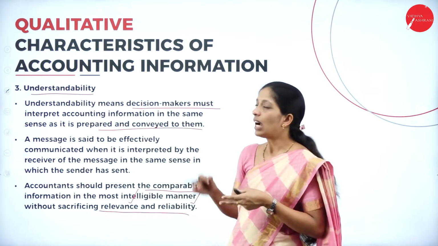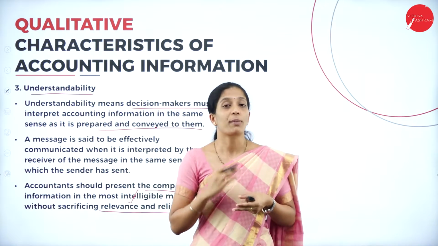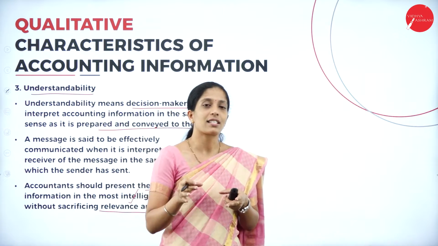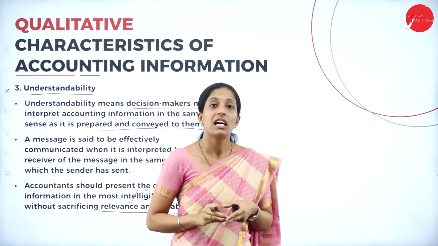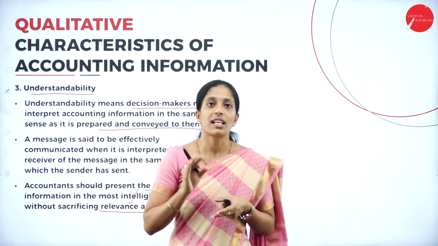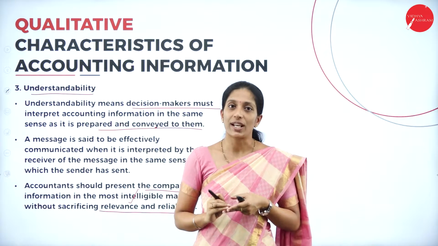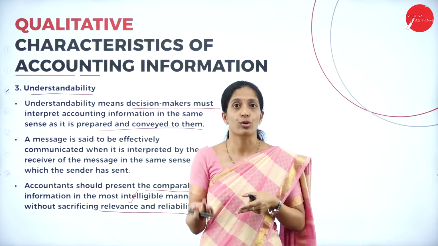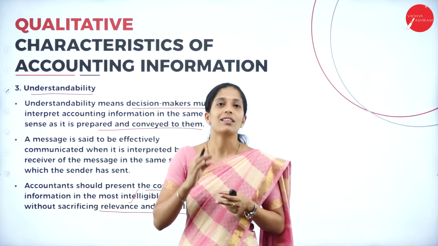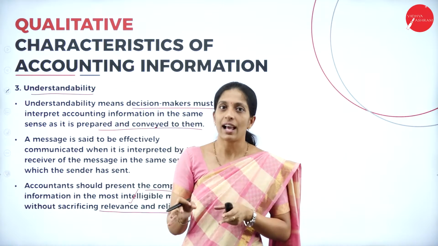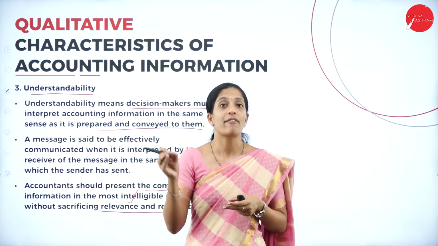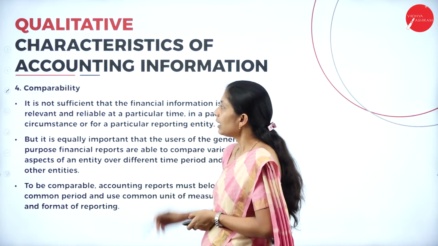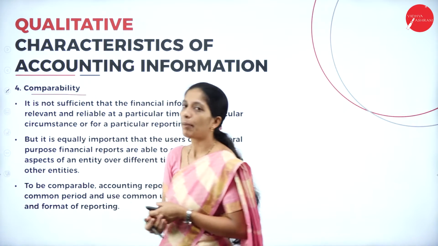Here what you have to remember, understandability means the accounting information has to be conveyed in the same sense in which the sender sends it, and in the same sense the acceptor has to receive the accounting information. So here the conveying of the message is very important. They have to keep the importance of relevance also. Relevance in the sense that it has to be conveyed at the right time, and reliability should also be there because the user has to depend on the accounting information in order to take proper decisions. Next, the fourth characteristic is comparability.